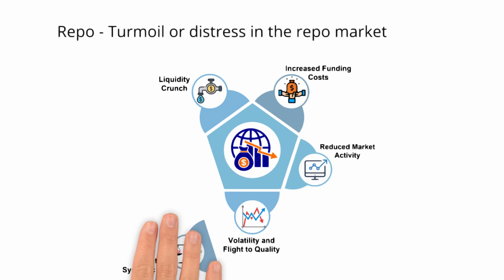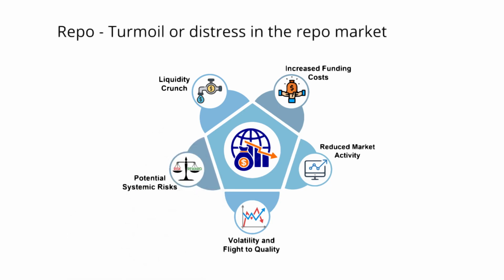Potential systemic risks. The repo market is interconnected with various participants, including banks, money market funds, and other financial institutions. If distress in the repo market persists or spreads to other parts of the financial system, it can pose systemic risks, potentially leading to financial instability or contagion effects.